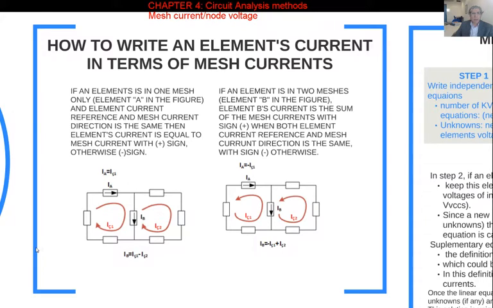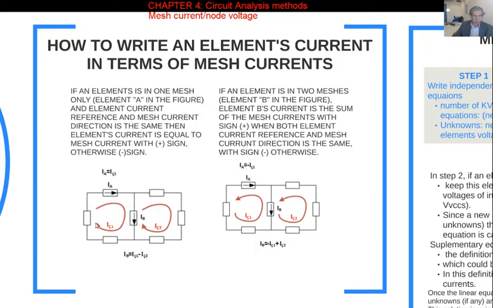How to write an element's current in terms of mesh currents. So here you are. If an element is in one mesh only, element A in the figure. So we are talking about this element A here. This element A is in mesh 1 only, this mesh. But if we talk about the element B, that one is the common element in mesh 1 and mesh 2 as well. So these are two different elements according to where they belong to. So let's consider this first one now. This element is included in only one mesh, and this mesh has that mesh current. This is the one that we have shown here.